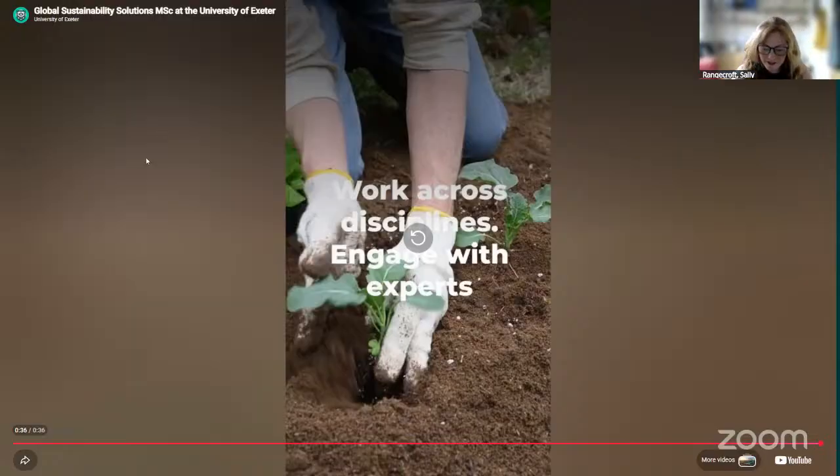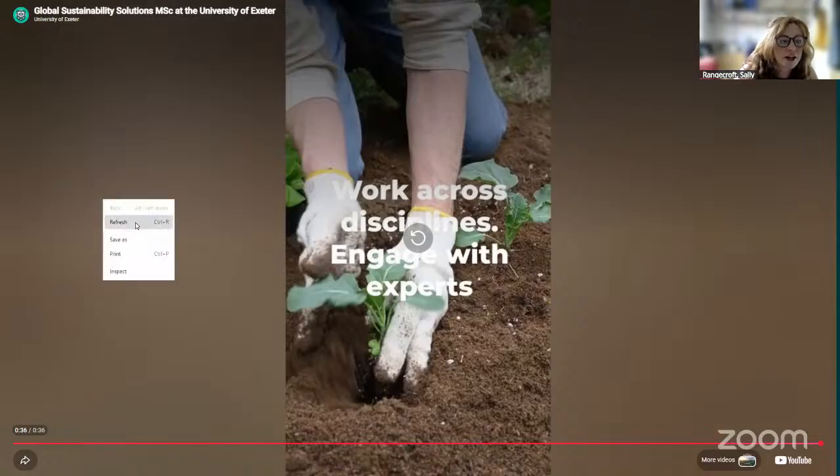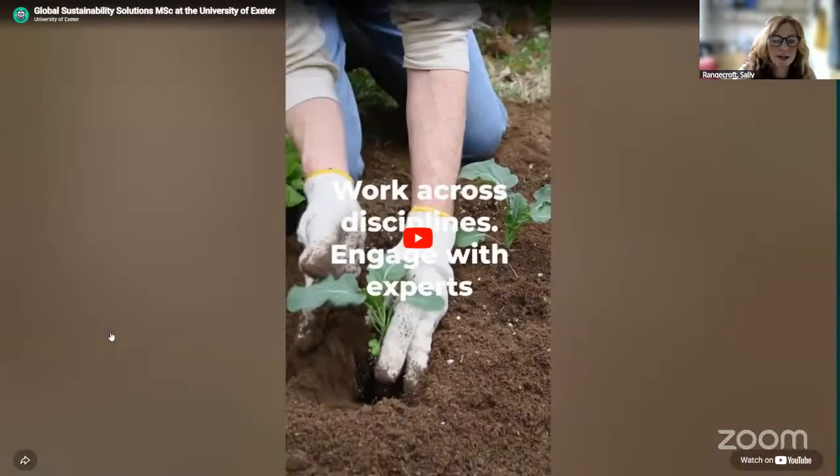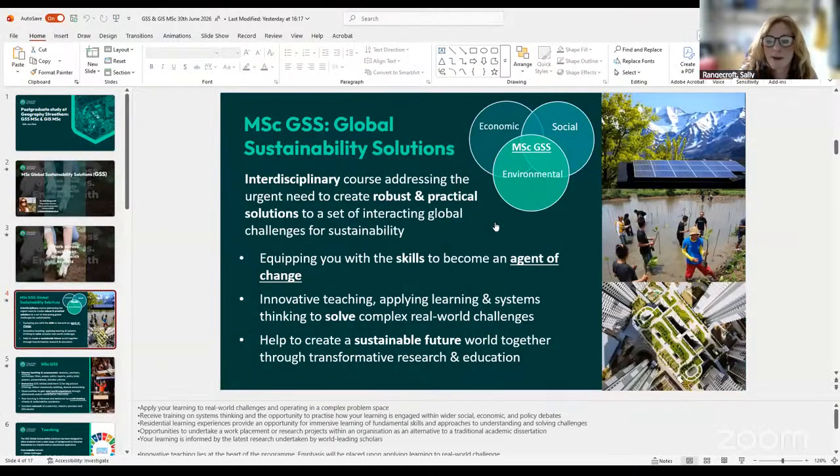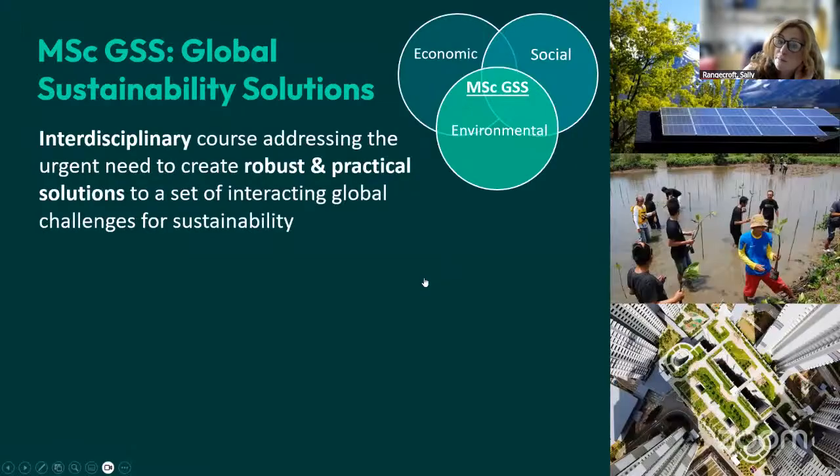So the GSS, the Global Sustainability Solutions Programme, is a truly interdisciplinary programme. You don't have to have any specific discipline background to be able to do this programme, which is really exciting. So that's one of its strengths, it brings together different students with different backgrounds, bringing their expertise and passions to the table, which is really exciting.